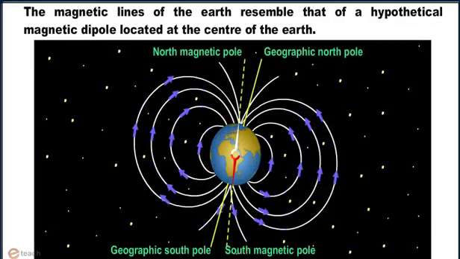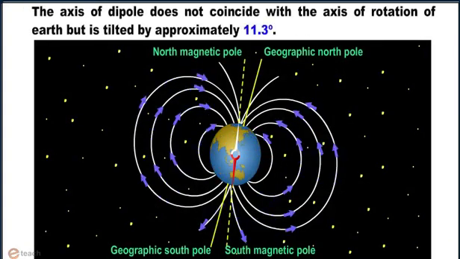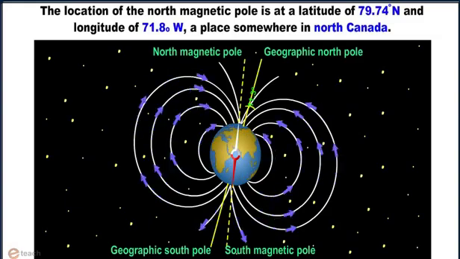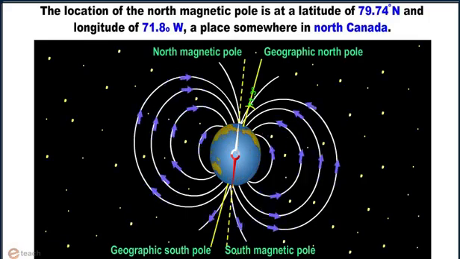The magnetic field lines of the Earth resemble that of a hypothetical magnetic dipole located at the center of the Earth. The axis of the dipole does not coincide with the axis of rotation of the Earth, but it is tilted by approximately 11.3 degrees. The location of the north magnetic pole is at a latitude of 79.74 degrees north and longitude of 71.8 degrees west, a place somewhere near North Canada.